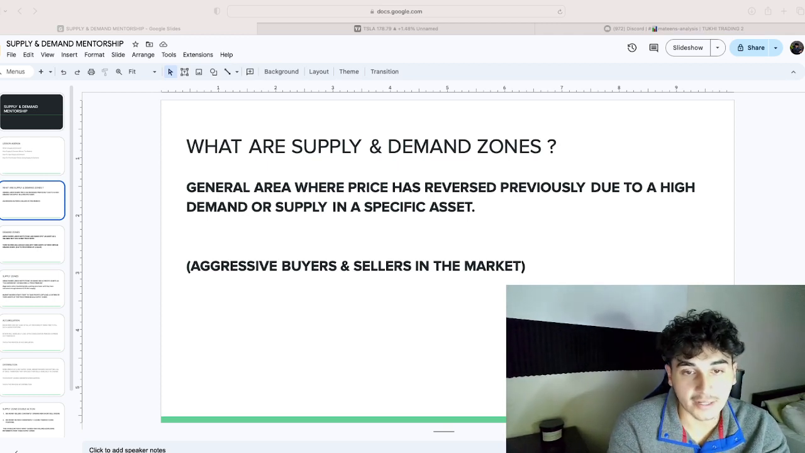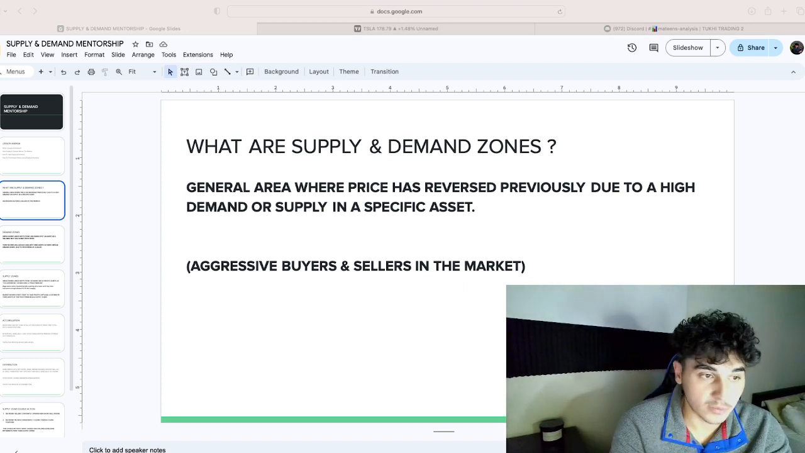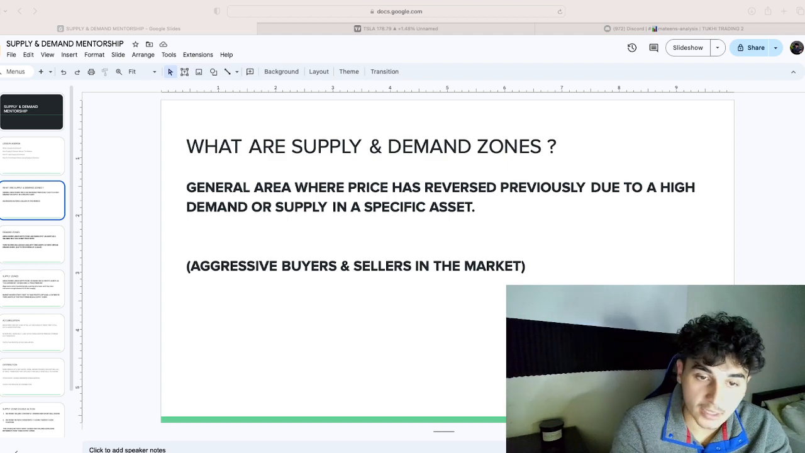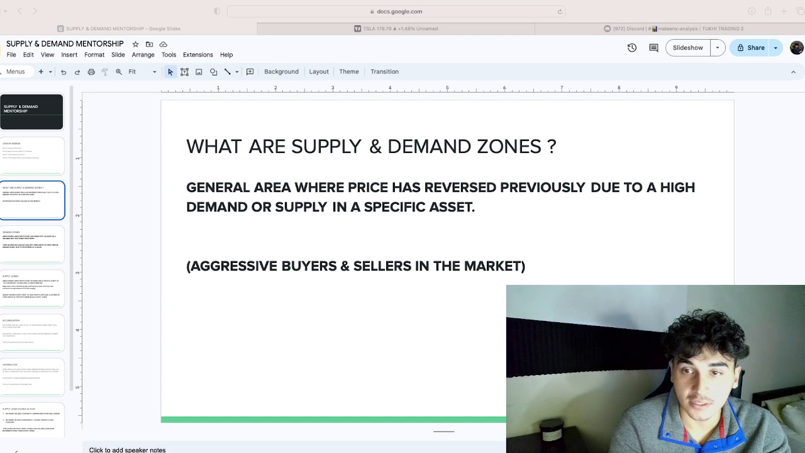So what exactly is supply and demand? What are supply and demand zones? Supply and demand zones are general areas on the charts where price has reversed previously due to a high amount of demand or a high amount of supply within a specific asset. You can also think of it as simply buyers and sellers, demand being the buyers and supply being the sellers.